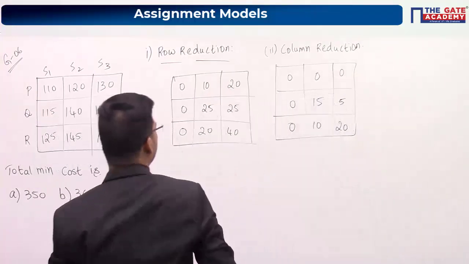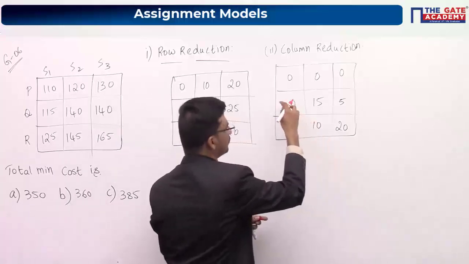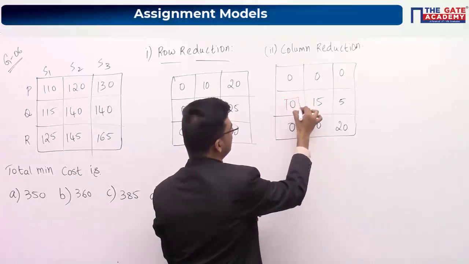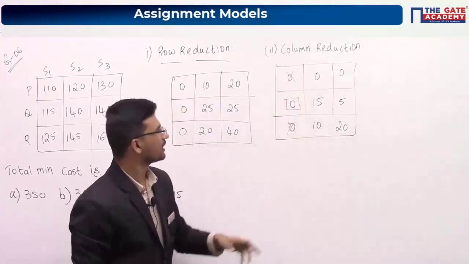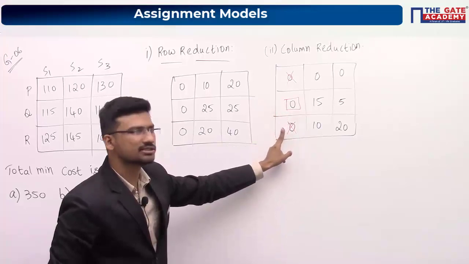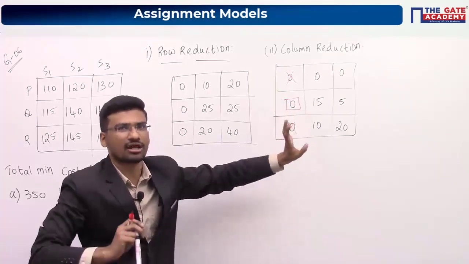Now what you have to do? You have to go for assignment, right? So single zero row. This is a single zero row. You can assign here and you can cancel this 0 and this 0. Maybe it is your wish. It is also a single zero row. Maybe you can assign here and cancel here. It is your wish. Your answer will not change.